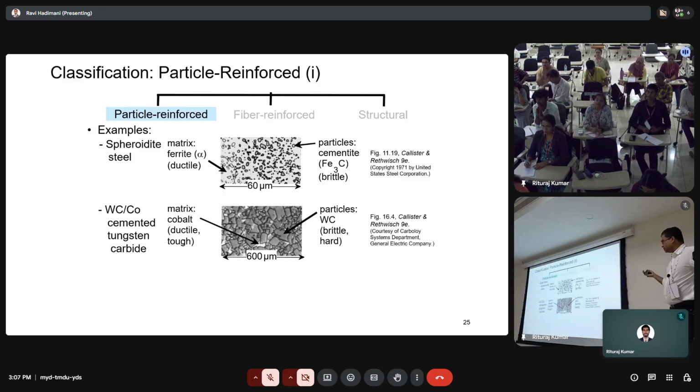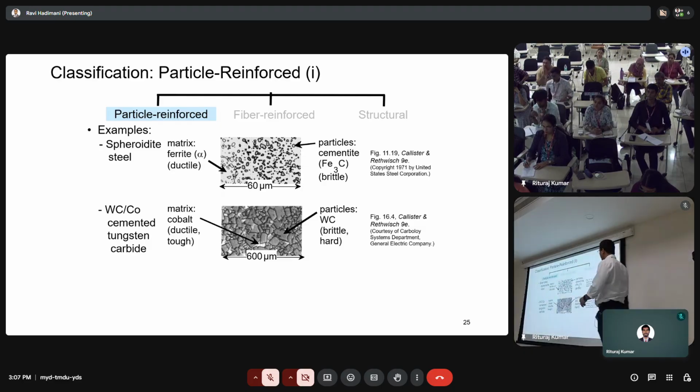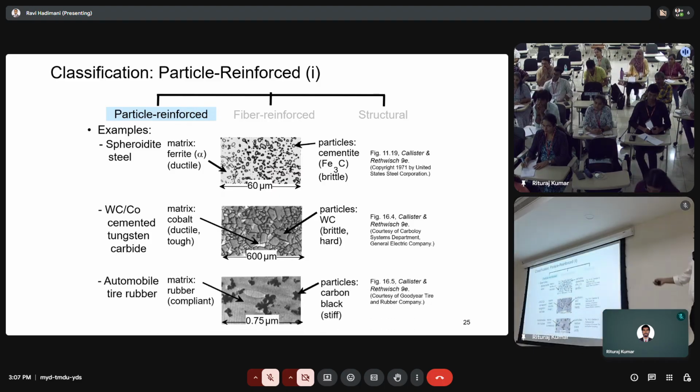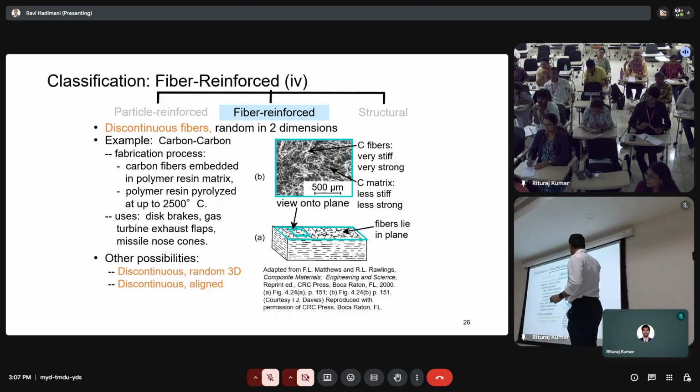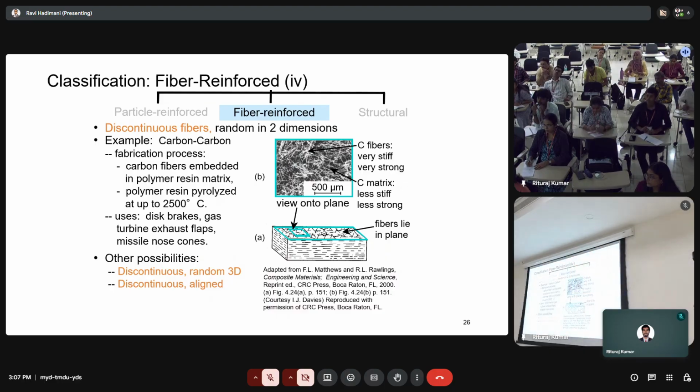So you have other materials as well. We are now talking about metals here. This is tungsten carbide. So these are different types of particle reinforced composites. And then we have fiber reinforced composites. Here, this is carbon-carbon fiber, and you can have different types of fibers as well. So this is fiber reinforced composite.